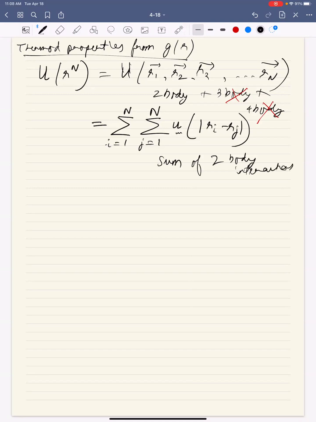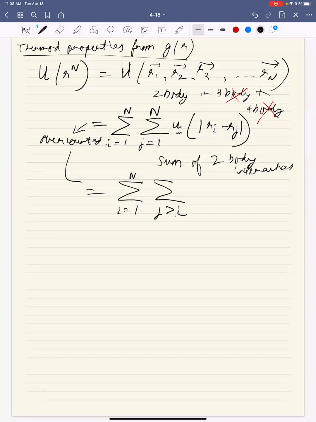There is an issue here. I'm overcounting, right? i is going from 1 to n, j is going from 1 to n. Does anyone see the problem here? More than that, I'm counting the interaction between particle 3 and particle 4 two different times. So this is overcounted. It needs to be corrected. And the way to correct it is to restrict this sum to something like i equal to 1 to n, and then have j go from i plus 1 till n. Make sense?